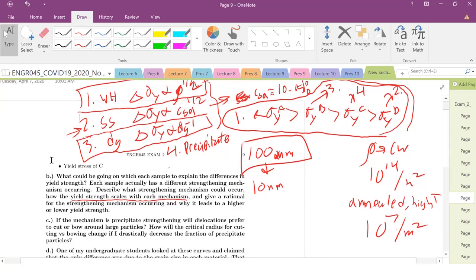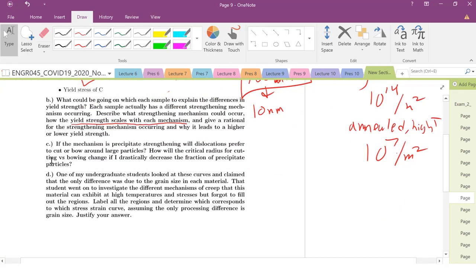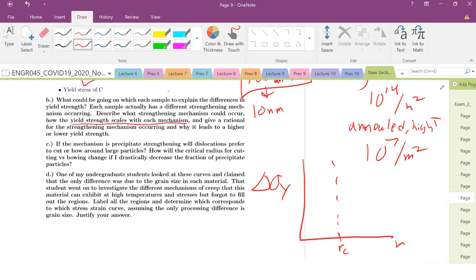So C, I really like this question. This has a definite answer. So the mechanism is precipitate strengthening. Will dislocations prefer to cut or bow around large particles? Well, we've already answered this by drawing that graph. As a function of radius, there's some critical radius, RC. So for small particles, what do we want to do? For small particle sizes, are we going to bow or are we going to cut? Well, for small particle sizes, we're going to cut.